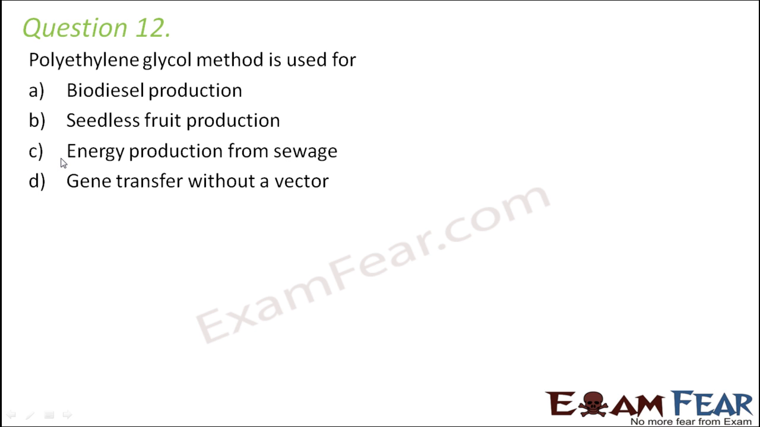Question number 12. Polyethylene glycol method is used for biodiesel production, seedless fruit production, energy production from sewage, gene transfer without a vector. So what is this polyethylene glycol method? It is often abbreviated as PEG. This can induce genetic transformation in both bacteria as well as yeast, bacteria like E. coli and yeast like Saccharomyces cerevisiae, without removing the cell wall.